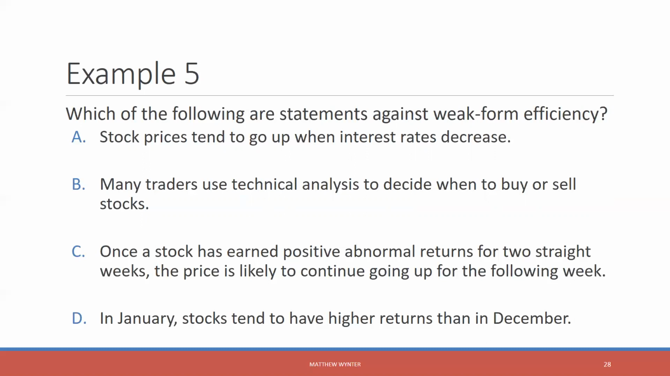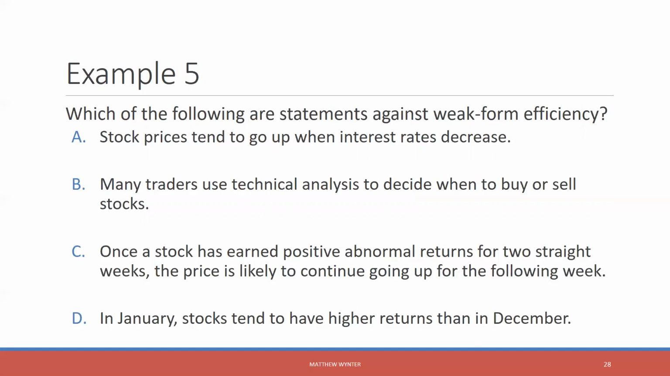Question C. Once a stock has earned positive abnormal returns for 2 straight weeks, the price is likely to continue going up the following week. Also a violation of our efficient market hypothesis, a violation of weak form efficiency. Why? Well, it's the same reason. Whatever past return performance or past price performance that we observe, all of that is information that's already available. So it shouldn't be used to predict where the market will go.